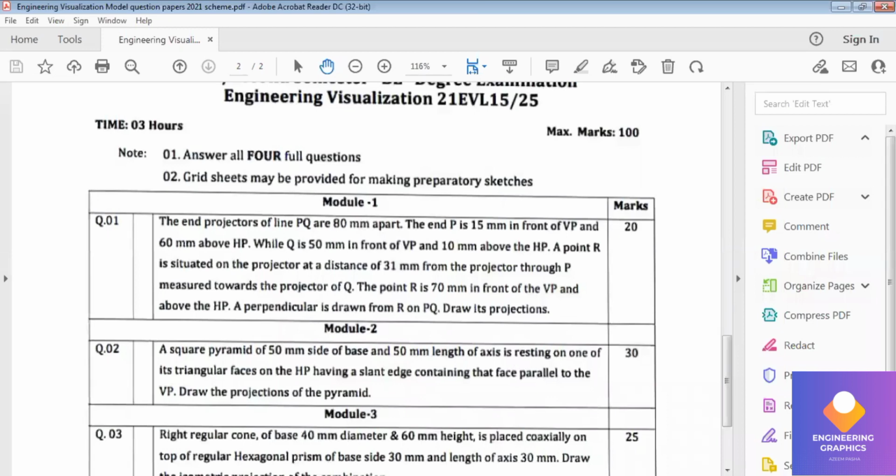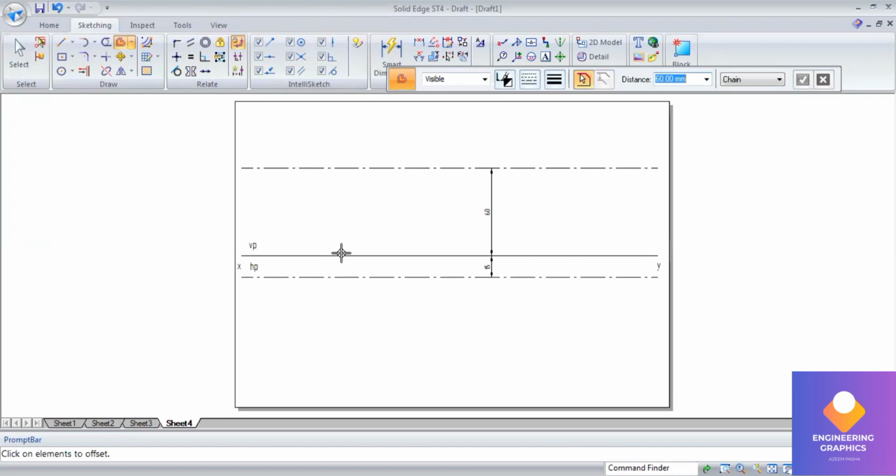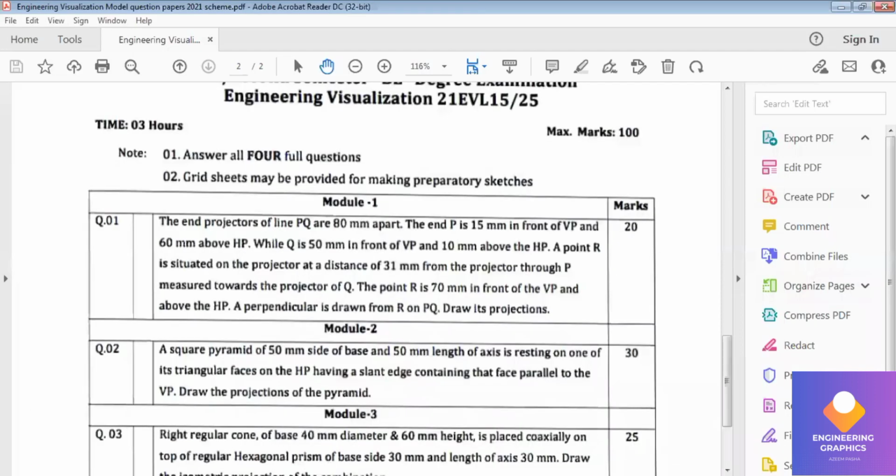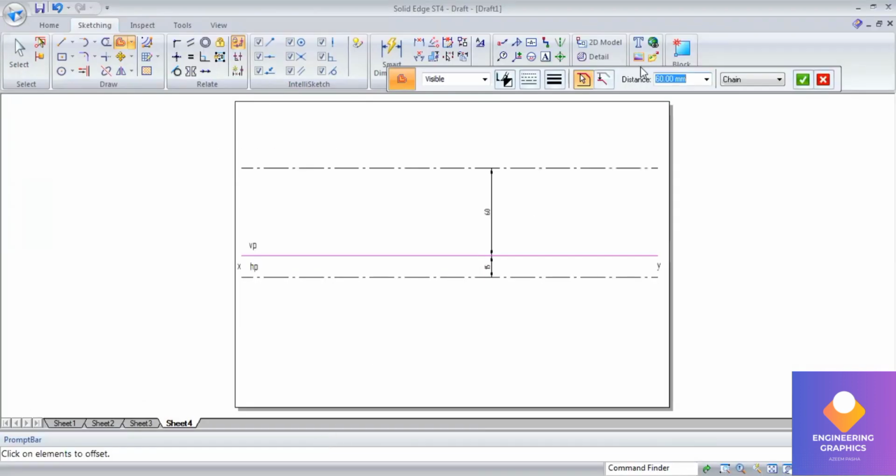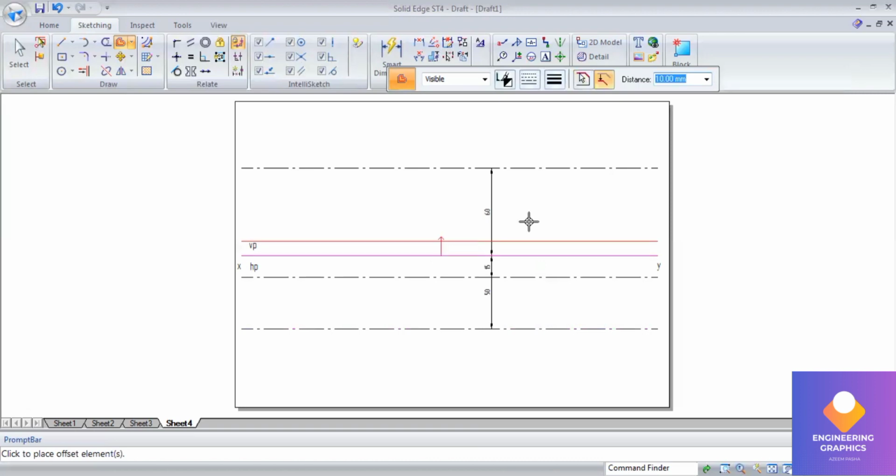And the same way, Q is 50 mm in front of VP and 10 mm above HP. So give the distance 50 mm here. Okay. Now 10 mm above HP. Okay, so we have drawn all the locus lines now.